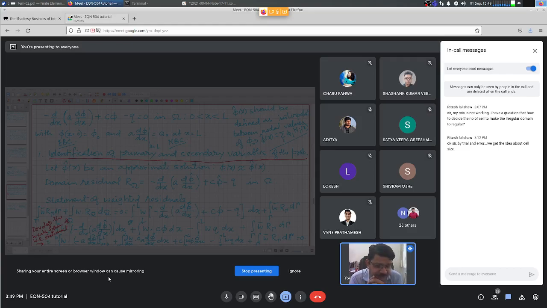Is it clear, or is there still some confusion? Yes, sir. Got it. Sir, can't we say directly that whatever is the unknown function in the governing equation can be the primary variable, because we are putting it directly inside?